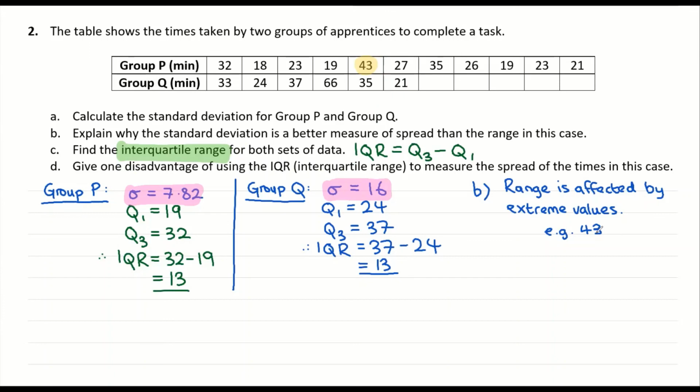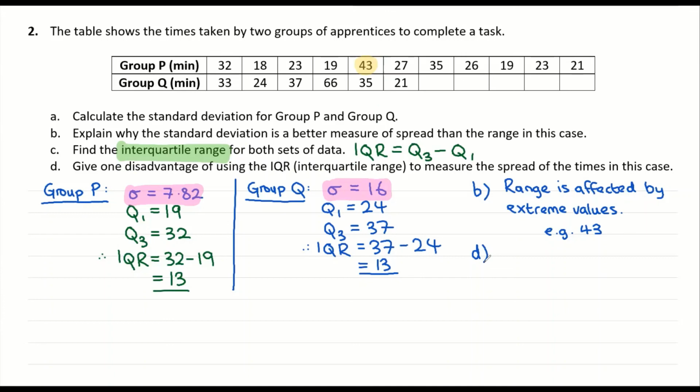The interquartile range, we've done that for both. It's the same number for both, 13. So we've done that for C. For part D, this is the final thing: give one disadvantage of using the interquartile range to measure the spread in this case. Well, the interquartile range is better than the range because you're using the quartiles, so it's unaffected or less affected by the extreme values. That's good. But the interquartile range doesn't use all the data. That's another thing to bear in mind. The standard deviation, of course, uses all the data, and the only real disadvantage of the standard deviation would be that it's actually quite complicated to work out.